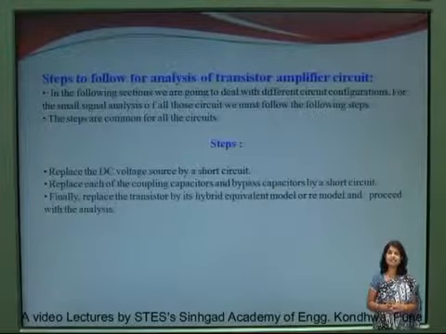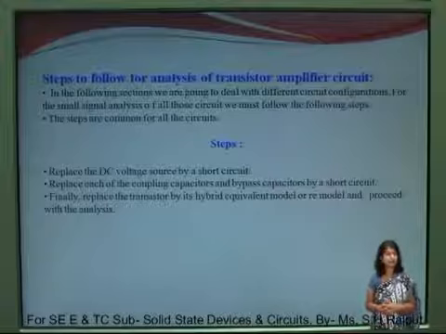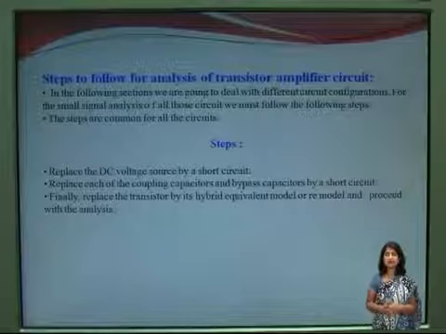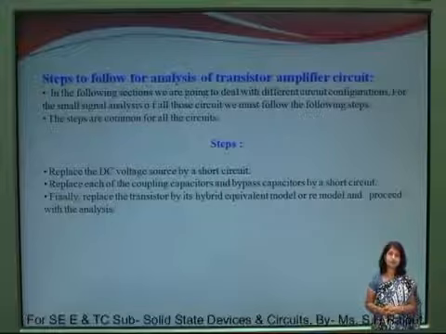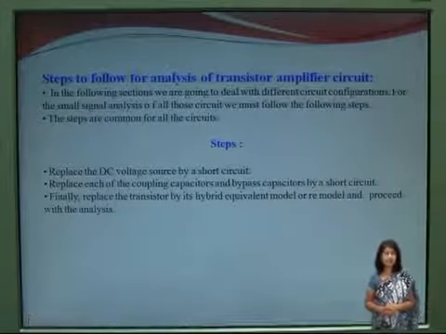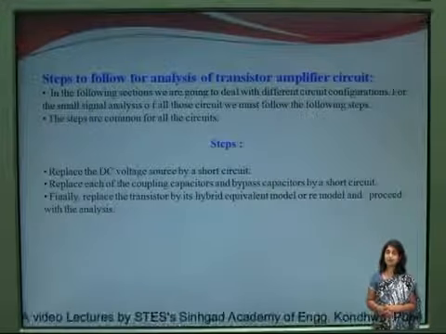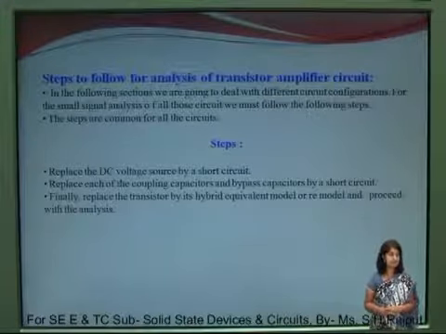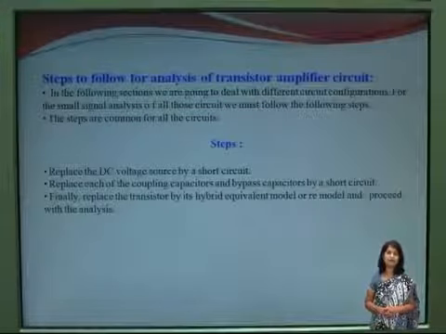Now we can see how the analysis of the transistor amplifier circuit can be followed. In the following sections we are going to see the AC analysis by considering the h parameter. The steps are as follows. First step is replace the DC voltage source by a short circuit. The second step says replace each of the coupling capacitor and bypass capacitor by a short circuit. And finally, replace the transistor by its hybrid equivalent model or re model and then proceed with the analysis.